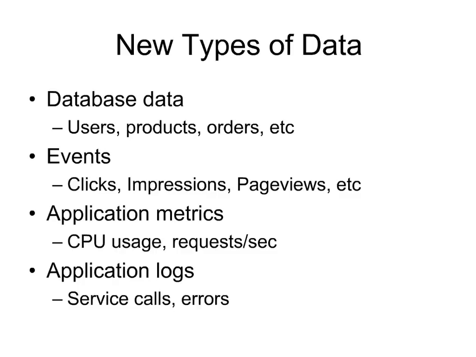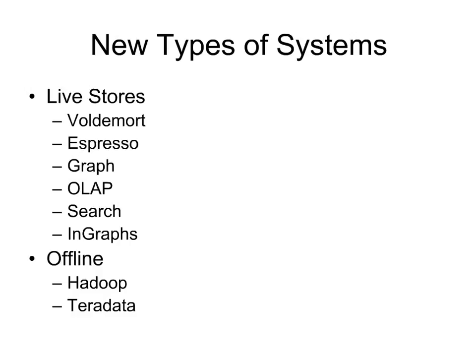This is maybe user activity data if you're a website, right? Clicks, impressions, page views. That's what Google's fortune is built on, right? Click-through rate. But it's also metrics, application data like CPU usage, requests per second, errors, all this stuff that lets you run your business.